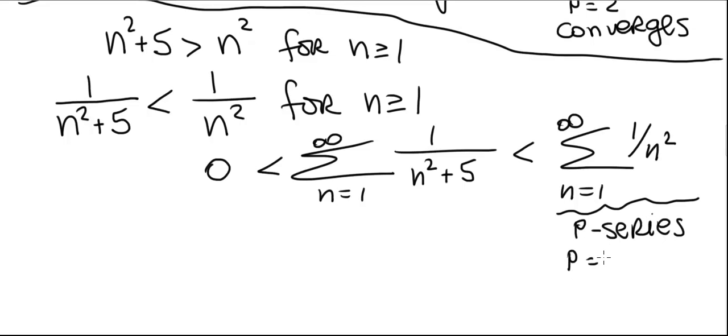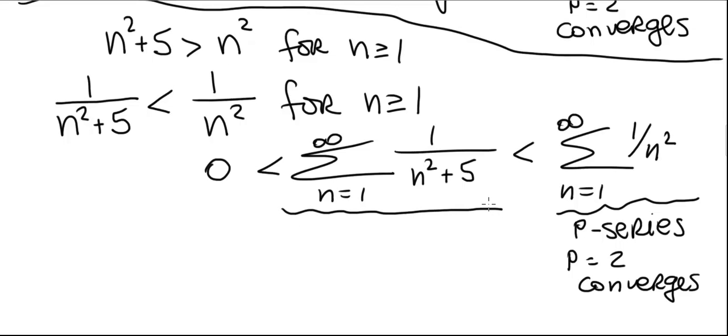With p equal to 2, it converges. So in other words, all these values 1 over n squared for every n from 1 to infinity add up to a finite number. This series cannot be infinite. It cannot add up to infinity because it's bounded above by a finite number. So it's forced to converge.